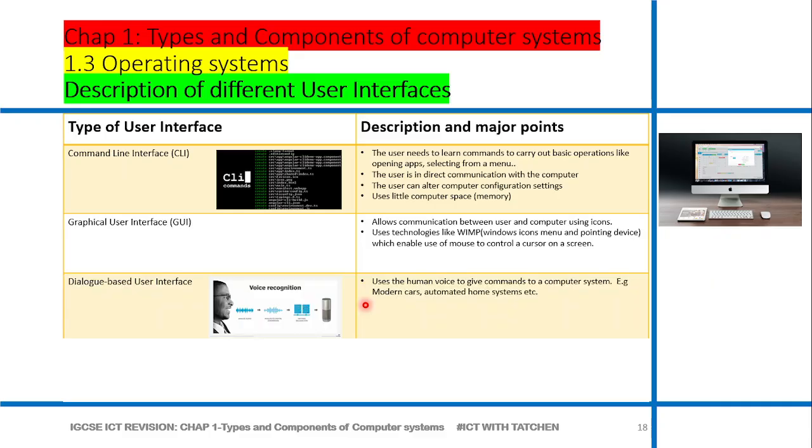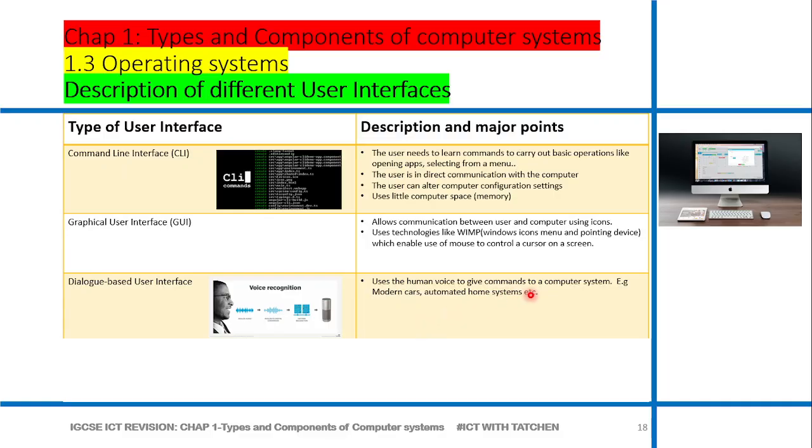Next, we have the dialogue-based user interface. As I said, speak, something happens; wave, something happens; smile or shake your head or move in a certain direction. Those are gestures, right? So it uses the human voice to give commands to a computer system. It could be modern cars, where you can say turn on the car. Those who have Apple phones, like Siri, can you play music? Those who have Android phones, at times like Google, can you help me do this? And it actually does it. Those are sort of voice-based user interfaces.